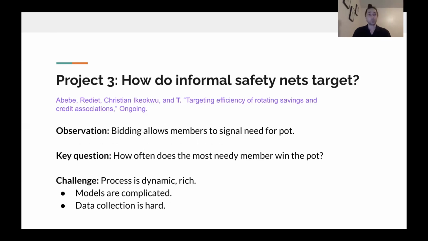This is ongoing work. What we're asking is, how well do these arrangements do at getting the pot to the person who needs it the most? And this process of participation every month is a really rich one. It happens over time and it involves a lot of social interaction. So from both a theoretical and an empirical perspective, this is really challenging.